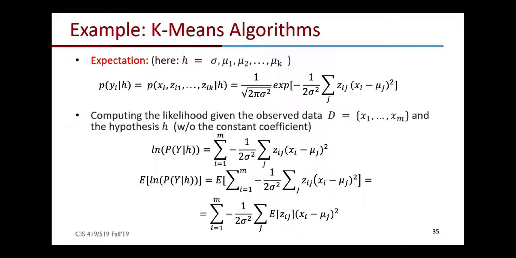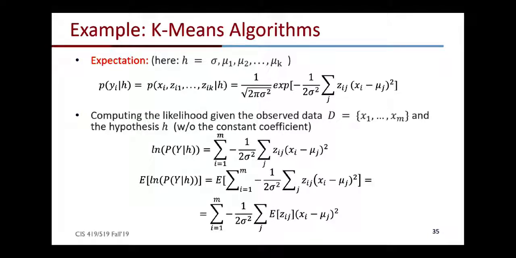So now I can compute the likelihood of the data. I have m examples, so I'm summing here. I'm writing directly the ln, so I don't carry the e to the power here. It's the sum over all the data points. These are the coefficients that I have. And here what I have is this expression, sum over j, Zij.